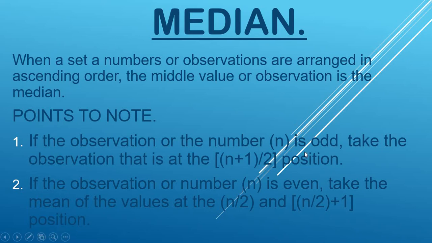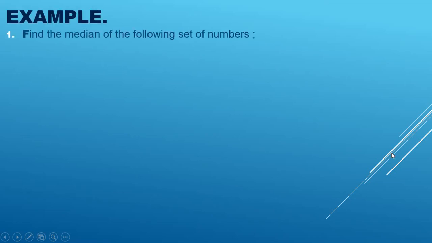Let's go on. Let's look at two examples. Our example 1 says: find the median of the following set of numbers. The numbers we are given are 3, 9, 5, 11, 7, 10, 12, 3, and 6. Now how are we going to go about this? The first thing we need to do is arrange the numbers.